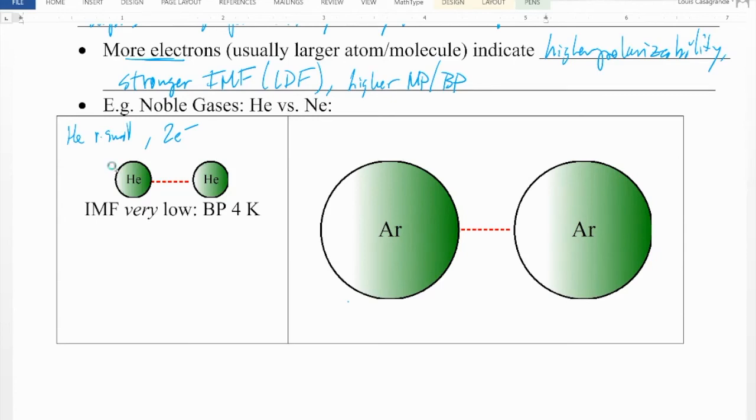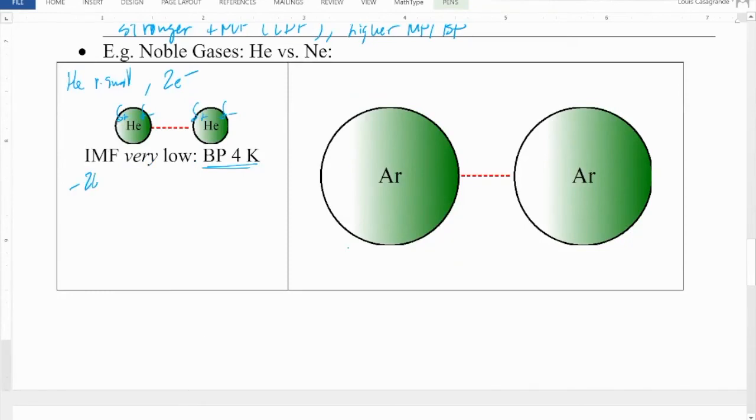So with these 2 electrons, we can only form very, very small delta plus and delta minus here. By the way, the delta plus, delta minus, you can draw it the other way with the minuses on the left, and you get the exact same thing we got before. So very low boiling point, 4 Kelvin, negative 269 degrees Celsius. It has the weakest IMFs of any substance, and in fact is so weak that helium can't be made into a solid at any temperature at normal room pressure, 1 atmospheric pressure.